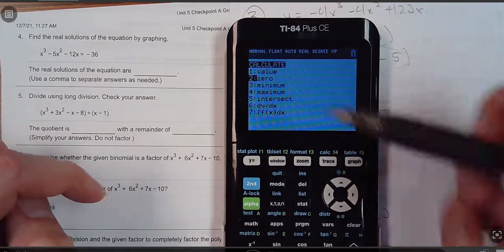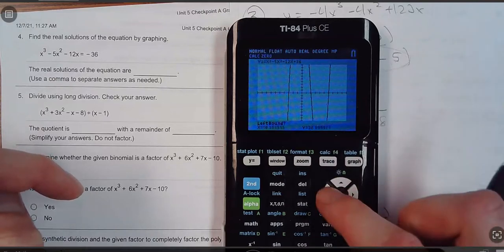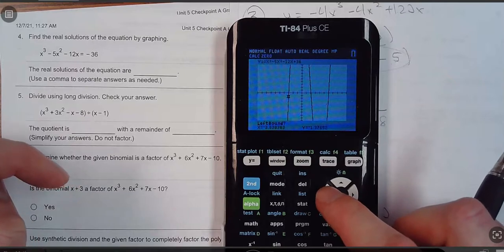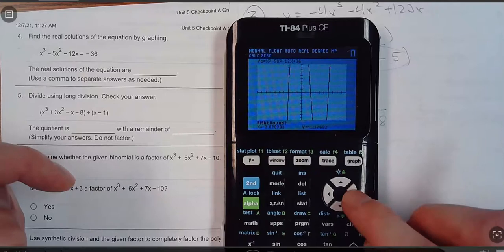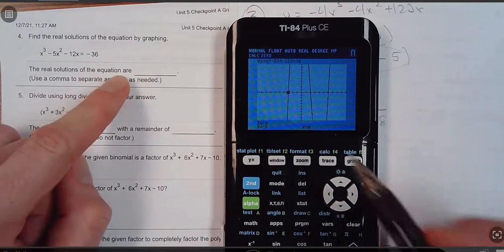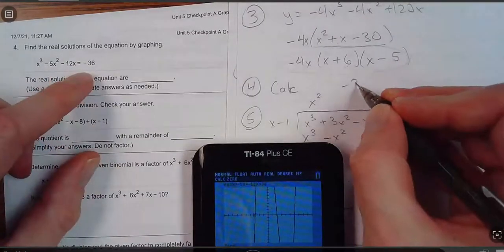Don't choose min or max, choose 0. And just make sure you're a little bit to the left of this. So if you're trying to scroll, there it showed up. So I'm a little bit to the left, hit enter, a little bit to the right, hit enter, and then, well, that's as close as I can get, so my guess is going to be in there. So one of them is going to be negative 3. So this would be negative 3.